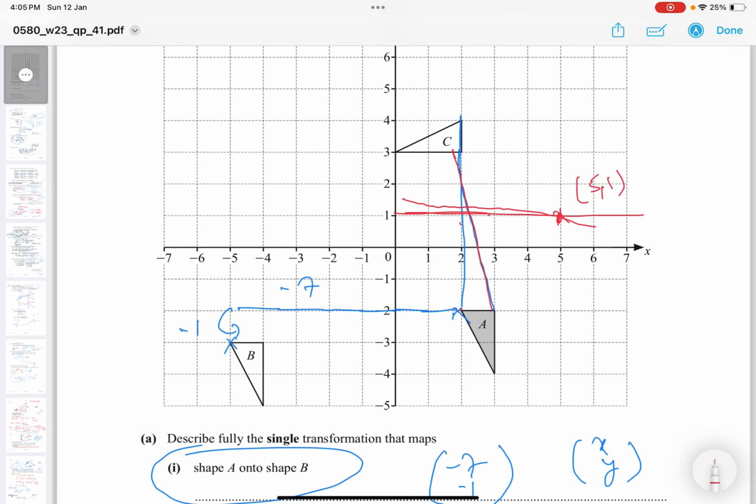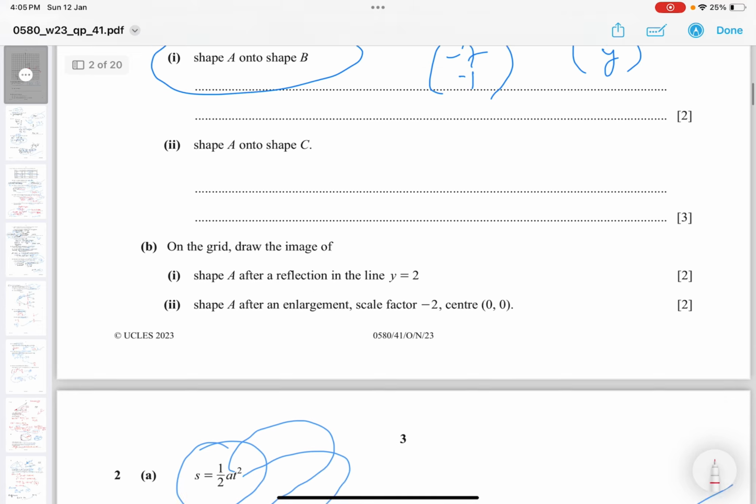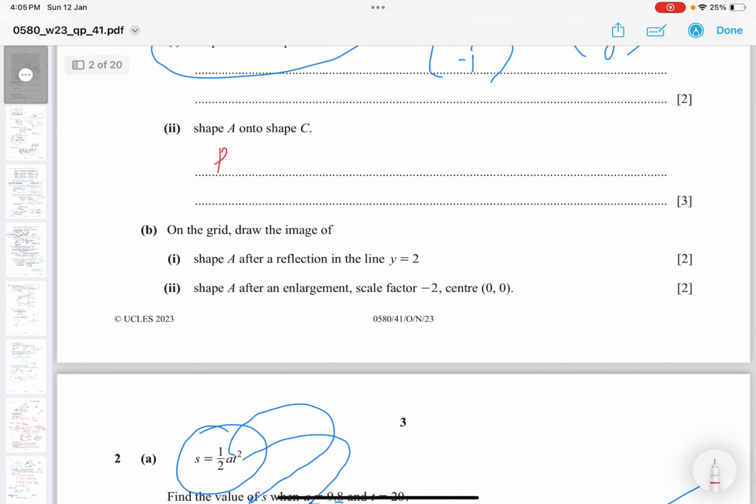Alright, we can clearly see if we place a tracing paper over here that it is a clockwise rotation and we are rotating it at 90 degrees. So we'll write rotation 90 degrees, clockwise, with center of rotation 5, 1.